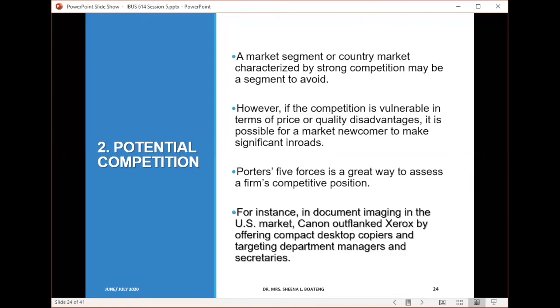And that is how Canon was able to outflank Xerox and introduce their photocopy machines into the market. And now Canon is one of the industry leaders in that sector. So this is a classic way of being able to break down the forces in terms of competition in the industry that you're operating in within the foreign market, and being able to find a niche for yourself that will help you to stay competitive without actively taking on your competition.